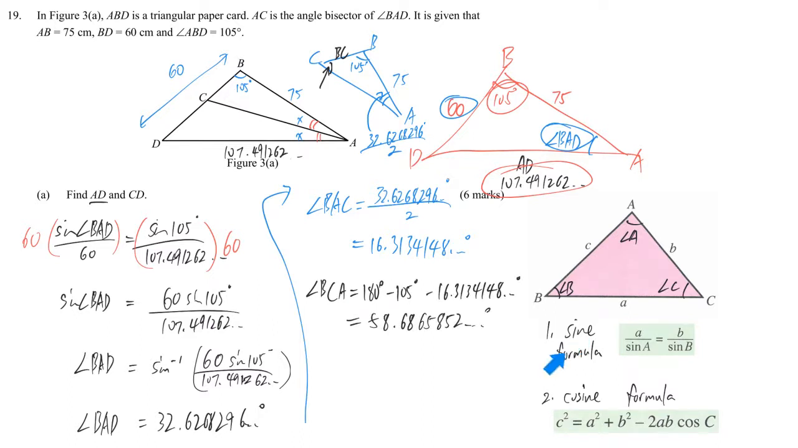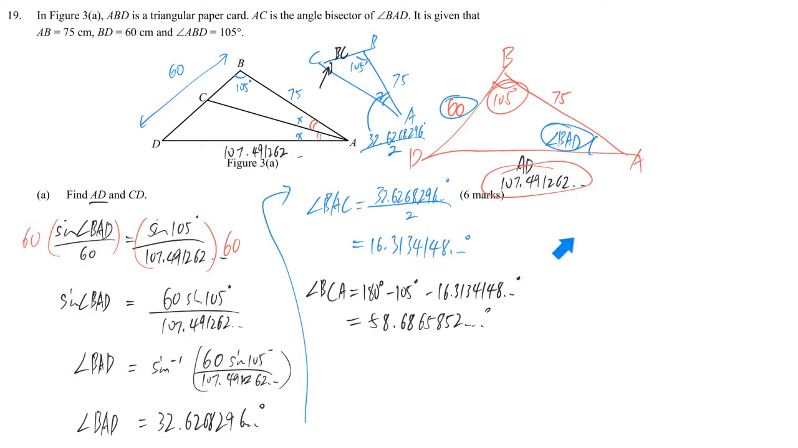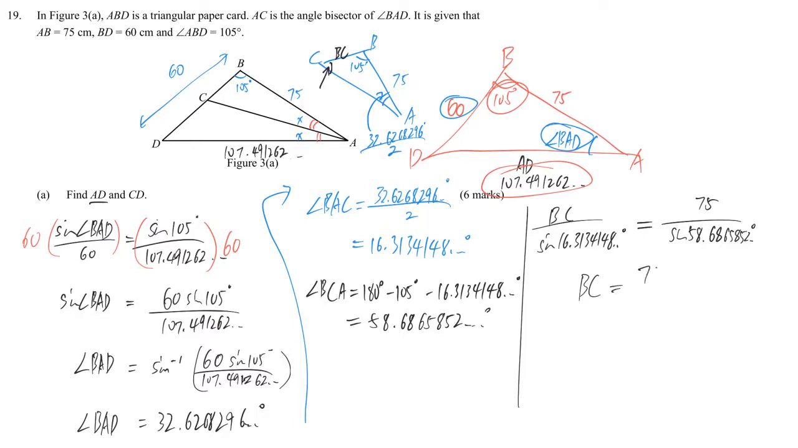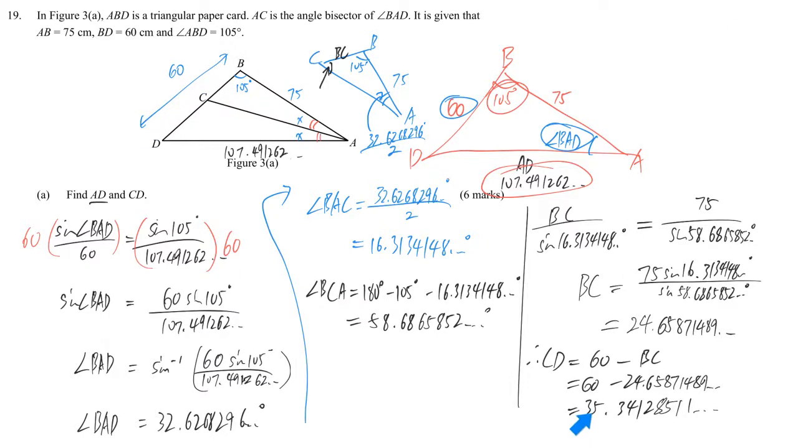After you get the angle, then we are going to perform the sine formula. This time maybe I put the line above the fraction line, so we have BC to our target, to this angle. BC to sine 16 point something should equal to 75 to the angle just now, 75 over sine 58 point something. Just simply change the subject. BC is 75 times sine 16 something divided by sine 58 something. So therefore we get BC, and then we just use 60 subtract this section, so we have CD length. Then we have the answer 35.34 something. That's the answer of part A.